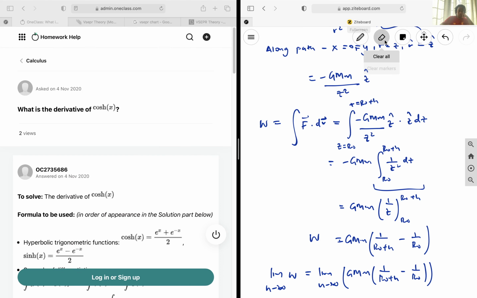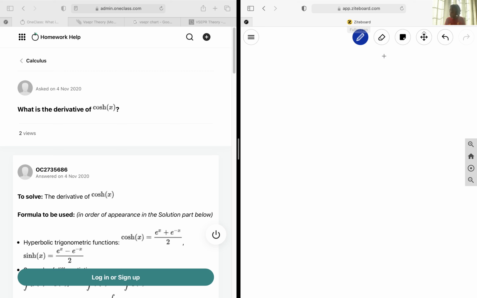Okay, next up, we would like to find the derivative of the hyperbolic trig function of cosh x. Okay, and we need to remember that cosh of x, so the hyperbolic trig function, is equal to e to the x plus e to the minus x over 2.